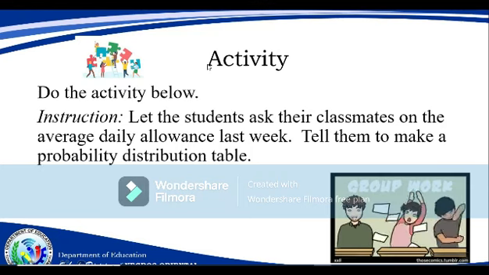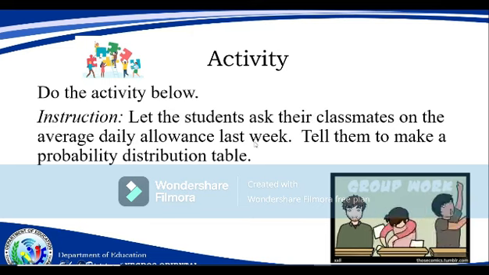So let's have an activity. Okay. So I want you to answer this one. Of course, this is individual. Do it in your notebook. So you have the first one after the matching type. You're going to do this activity. The instruction would be, I will let you ask your classmates on the average daily allowance last week. Then you're going to construct a probability distribution table. By the way, I want you to limit it to at least 10 classmates, okay, on their average daily allowance.